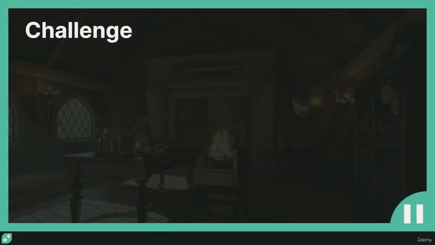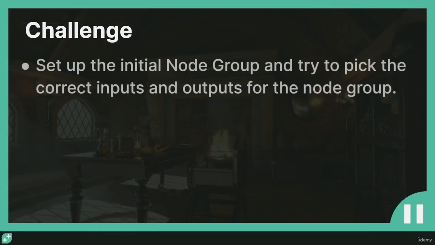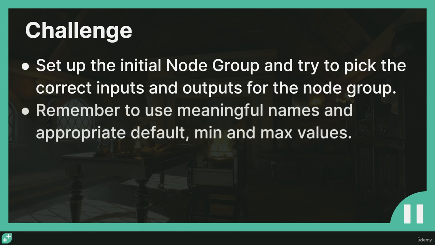Okay, so your challenge at the end of this video is to set up the initial node group by selecting the nodes you want to be within the node group and try and pick the correct inputs and outputs for the node group. Remember to choose meaningful names and appropriate defaults, minimum and maximum values for all your inputs. So pause the video, have a go at that, and join me in the next video and I'll show you how I would set it up. I'll see you then.